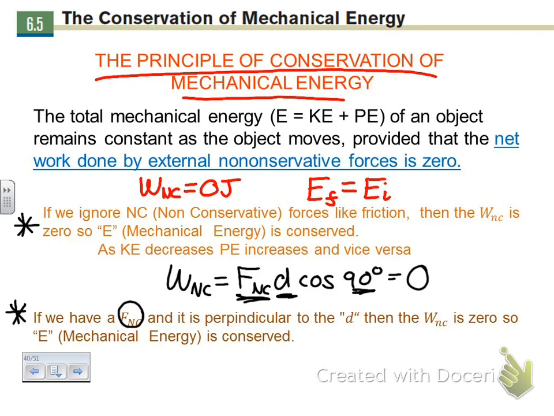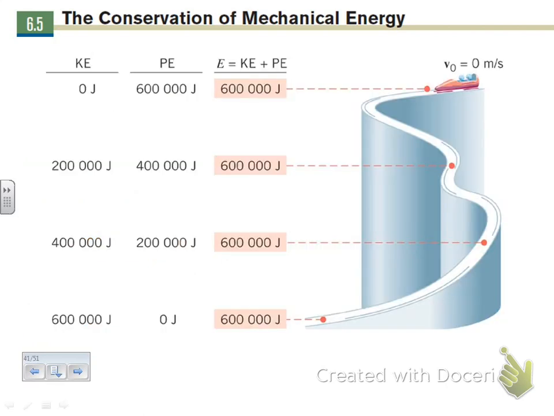So just because there's a non-conservative force doesn't mean that your final mechanical energy is not going to equal your initial mechanical energy. Whenever this happens, it makes the problem much easier to solve and saves us a lot of hassle. When mechanical energy is conserved, the total mechanical energy in a system stays the same.